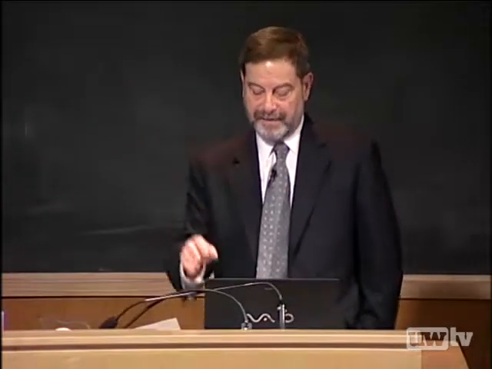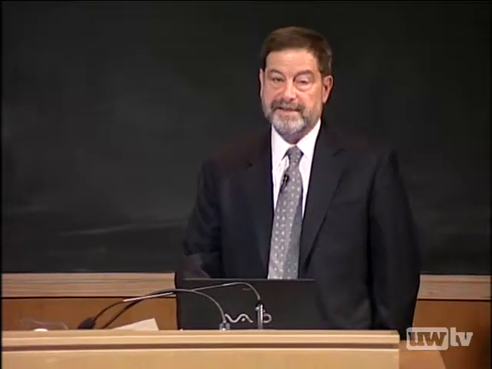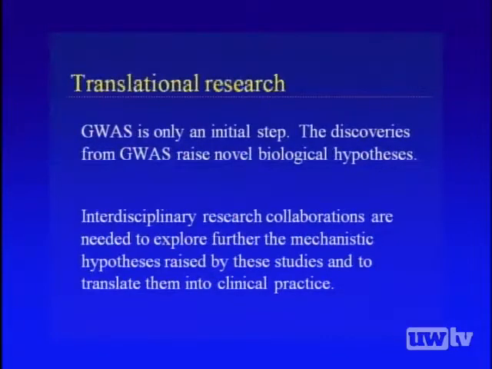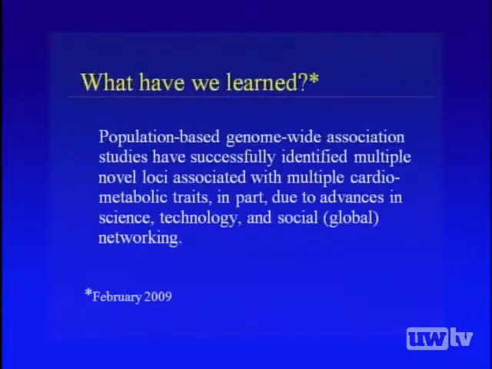And then there's the whole Mendelian randomization experiment, which is, if you can't show that genes that encode the proteins that influence the traits influence the outcome, then maybe the trait that you've been measuring, like CRP, is not causally related to MI. So I would close by saying that GWAS is only an initial step. Most of us who are doing it know that. Many people who don't do it don't think we know that. It's an initial step. Discoveries from GWAS, I think, do raise novel biological hypotheses. Interdisciplinary research collaborations are needed to explore further the mechanistic hypotheses raised by these studies and to translate them into clinical practice. So what have we learned?